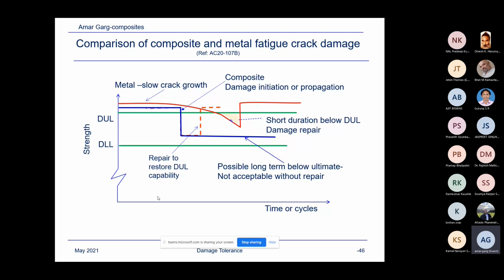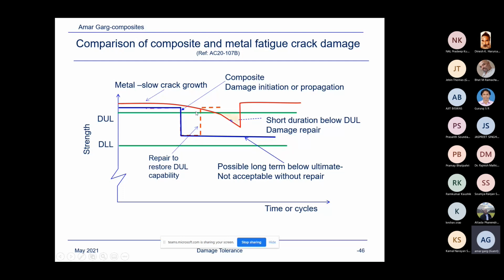What this slide is showing is the strength versus time or cycles. This is the limit load, and this is the ultimate load capability. Suppose this is a metal with slow crack growth. So the crack is growing, and then after some time, the residual strength drops, slowly, but it will be picked up in a short duration below ultimate load, and the damage has to be repaired and restored.